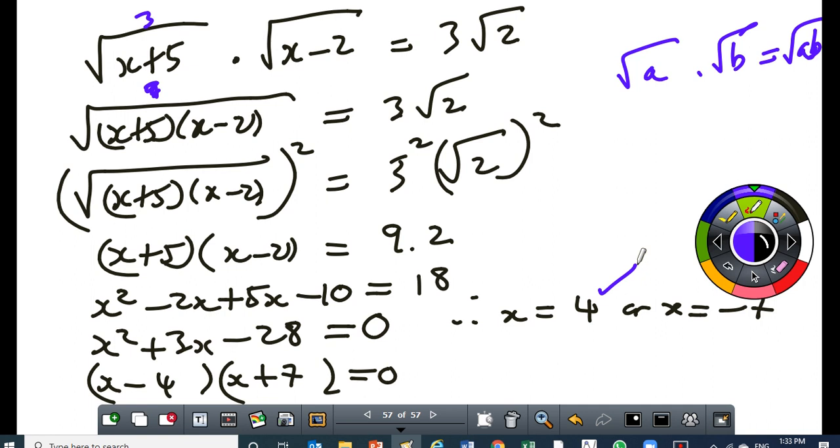Do you get that? The checking part. Okay, we are going to put x equal to 4. Here, what is 4 plus 5? 9. What's the square root of 9? 3. That's the 3. But there's multiplication there. If I put 4 here, what is 4 minus 2? It's 2. But there's a square root. So you end up having 3 times the square root of 2, which is the same as that.